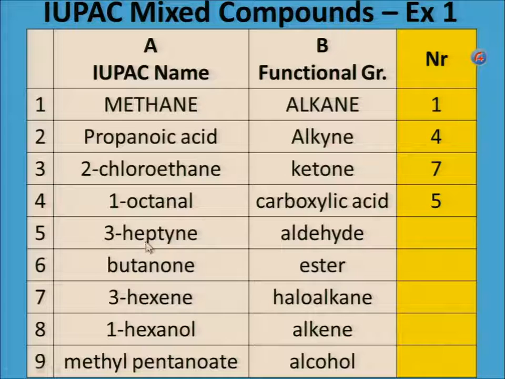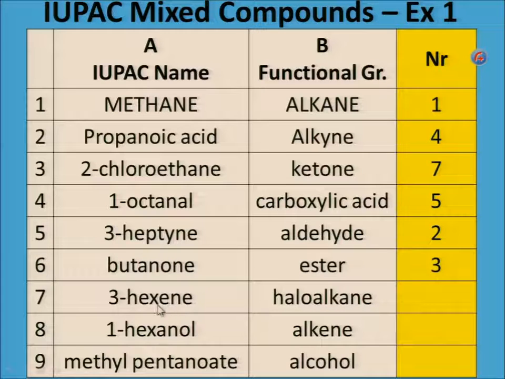Next, we have 3-heptine. If you see ine, you should think triple bond. If you think triple bond, you should think alkyne. There you go, number 2. The next one, butanone. If you see one at the end of the name, you should know that we are talking about a ketone, number 3.